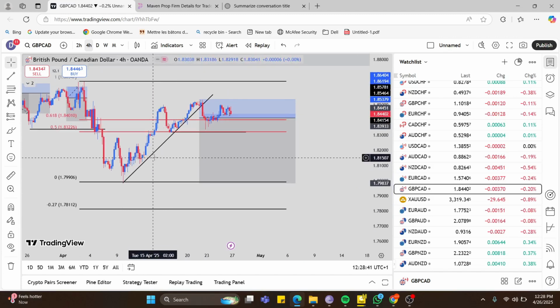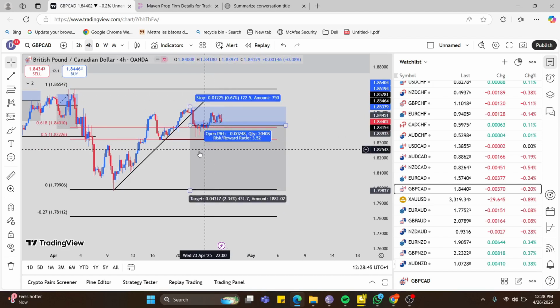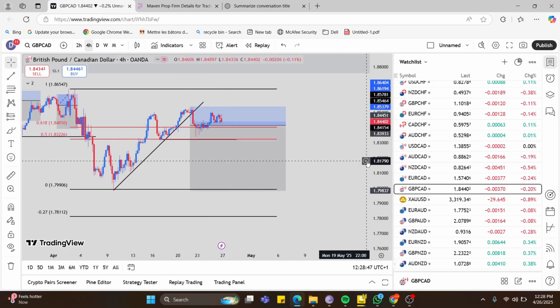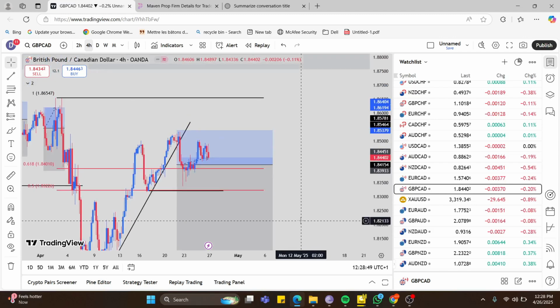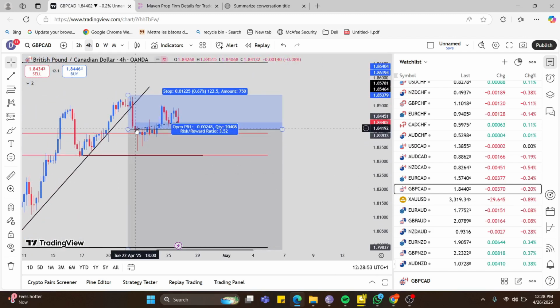Come here now, this is where we are. What was my thought process behind this? This low was broken. Let's draw it out. Let's make it a bit more visible. This low was broken. Now I'm looking for the 50% level to be touched. Draw from the swing high, the high that broke the low, back to the swing low.